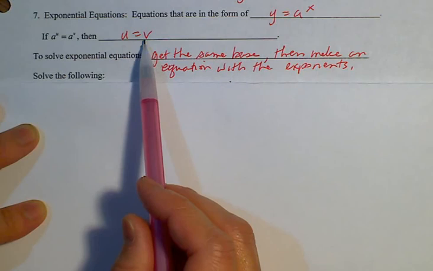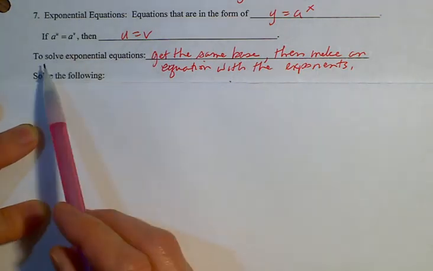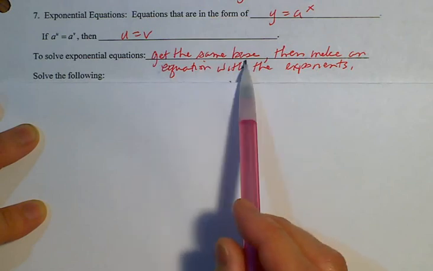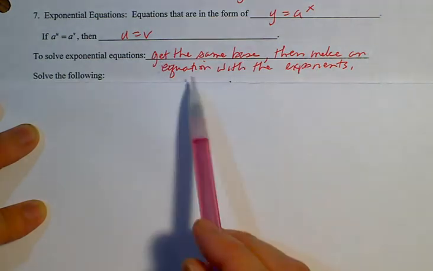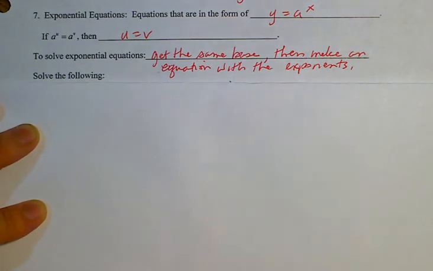So we're going to be rewriting all of the bases so that they are the same. So to solve exponential equations, you want to get the same base, then you want to make an equation with the exponents. Okay, you get the same base and then make an equation with the exponents. Okay, so let's do a few examples with this.